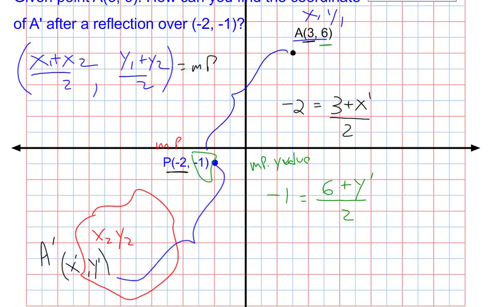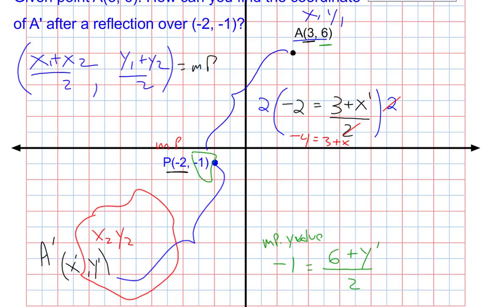Let's solve. First I'm going to solve for x prime. I simply multiply both sides by 2 to get rid of these 2's. 2 times negative 2 is negative 4, and I have 3 plus x prime. Let me move everything down here. There we go. If I subtract 3 from both sides of my equation, x prime is equal to negative 7.